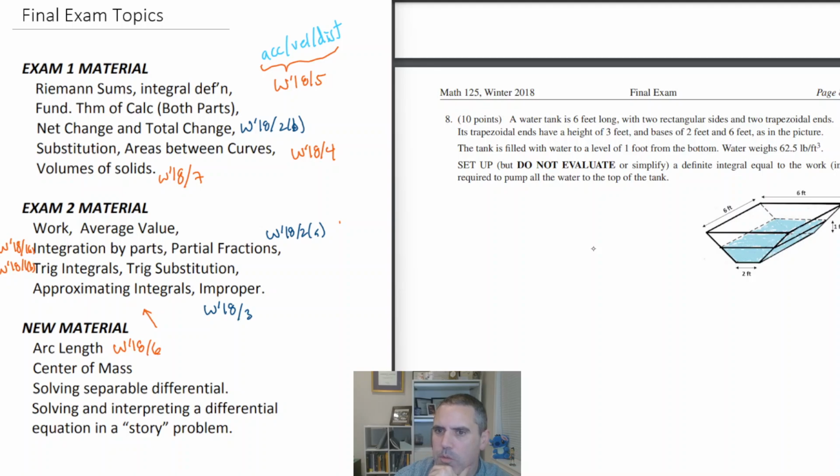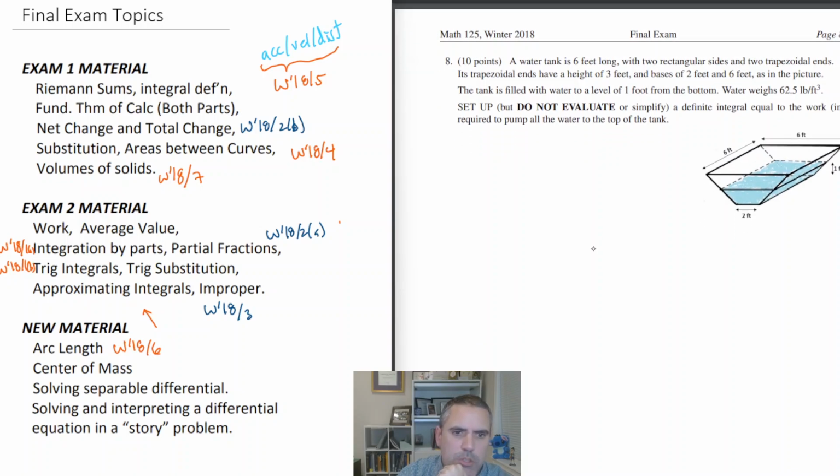What's this about? A definite interval equal to the work required. Oh, it's a work question. We're pumping things out. So we have a work question, winter 18, number 8. We're going to do some labeling.